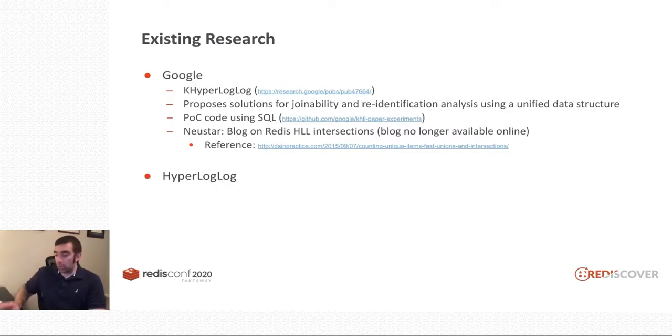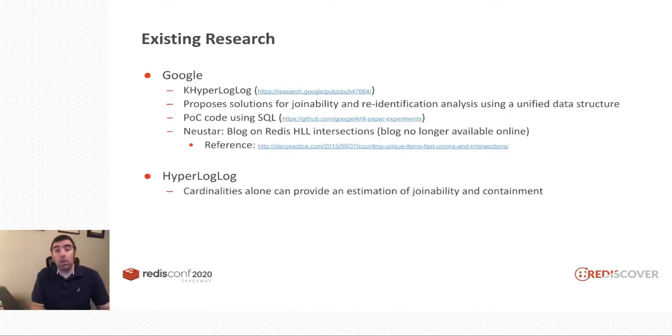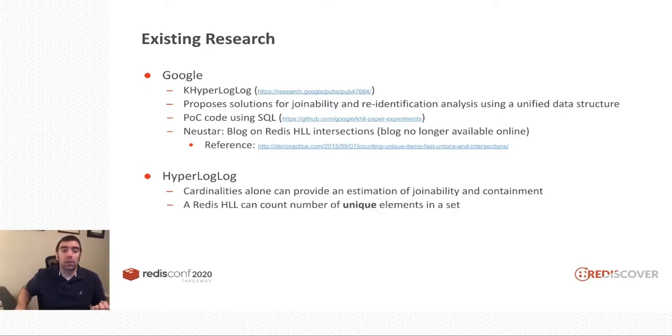So, what is a HyperLogLog? HyperLogLog is a data structure in Redis that provides estimated cardinalities. And for our purposes, we are going to focus on the joinability side of things. So we are going to focus on determining joinability between two data sets purely based off of the cardinalities of those sets. So a Redis HyperLogLog can count the number of unique elements in a set.